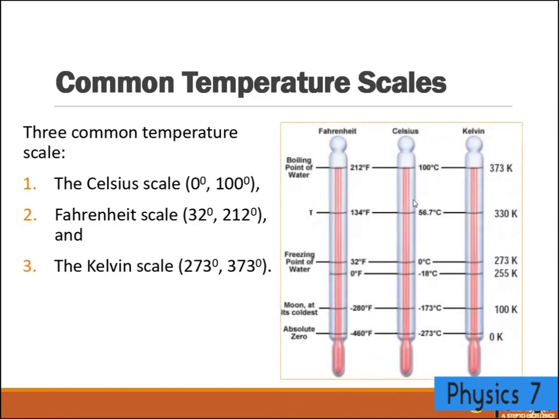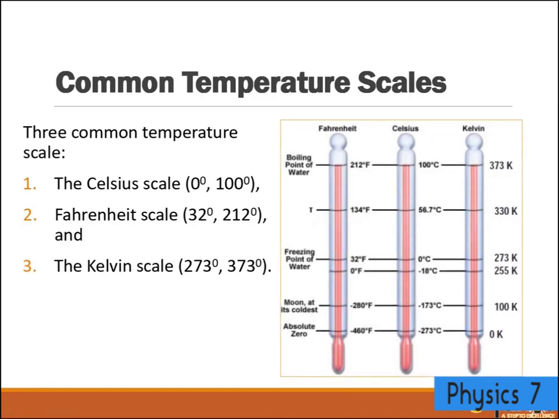What you would do now, if you look at the diagram, is put these all side by side. In the diagram, the upper fixed point for the Celsius thermometer, which is 100 degrees Celsius, corresponds to the upper fixed point of 373 Kelvin for the Kelvin thermometer and 212 degrees Fahrenheit for the Fahrenheit thermometer. And the lower fixed point of 0 degrees for the Celsius thermometer corresponds to 273 Kelvin for the Kelvin thermometer and 32 degrees Fahrenheit for the Fahrenheit thermometer.